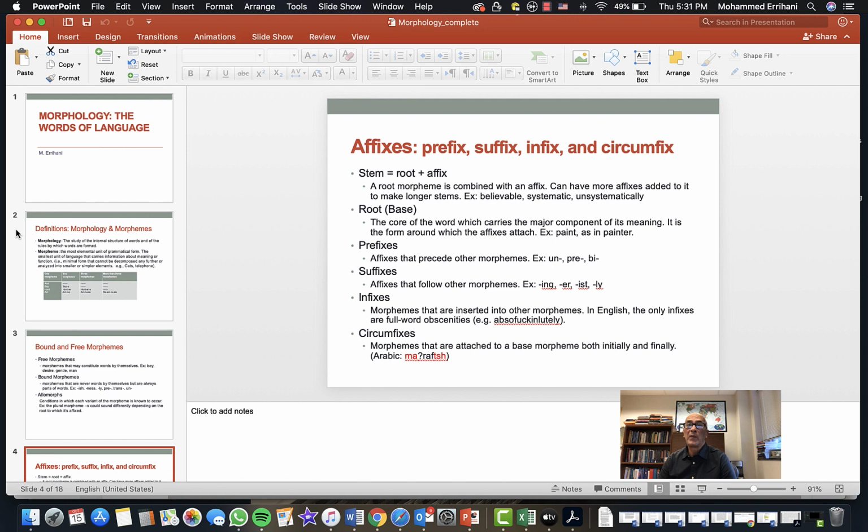Circumfixes are morphemes that can be attached to a base morpheme at the beginning and at the end. This is something that exists in certain languages such as Arabic. So you have ma and ch. Ma means me, and ch means don't, and then araf in the middle means know. So, I don't know. In order to express negation, you have to have a prefix and a suffix, and the verb is in the middle, which is something that doesn't exist in the English language. So we don't have to worry about that.